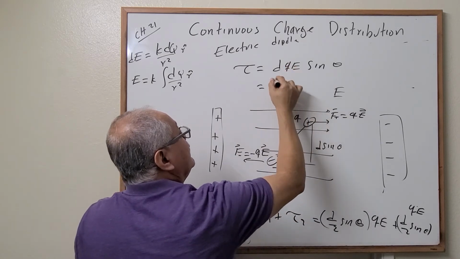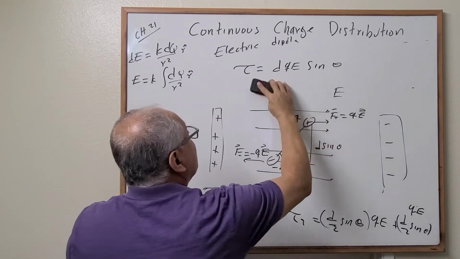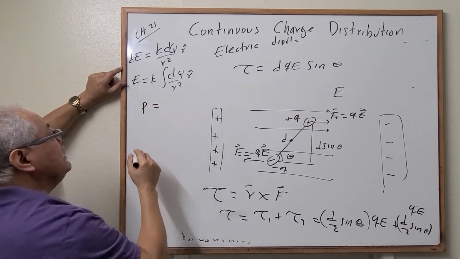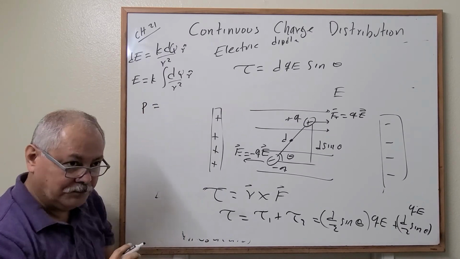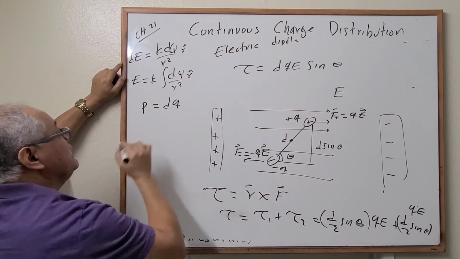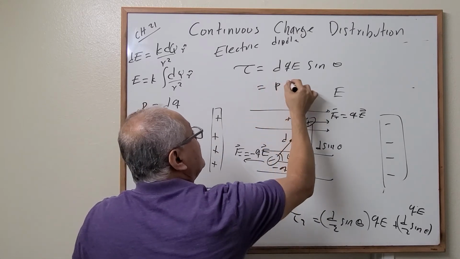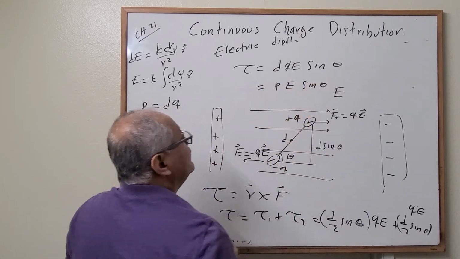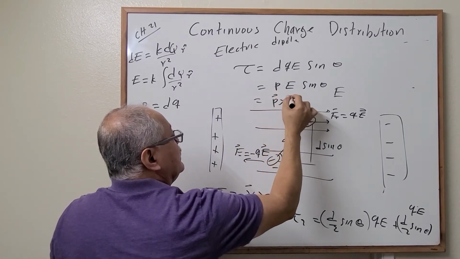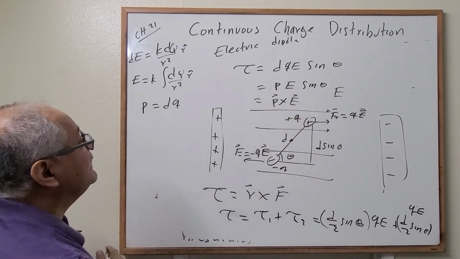Let's define dq, right, as p. This is the electric dipole moment. It's equal to d times q. When we use that, what do we have? This is equal to p, right, E sine theta. Also, we can represent this as the cross product, right? This quantity cross this quantity, correct, to have the torque.